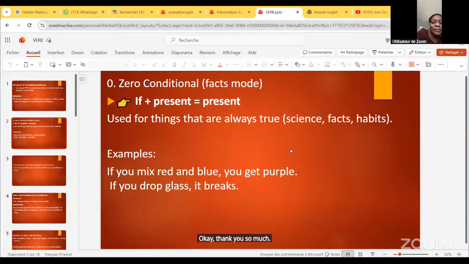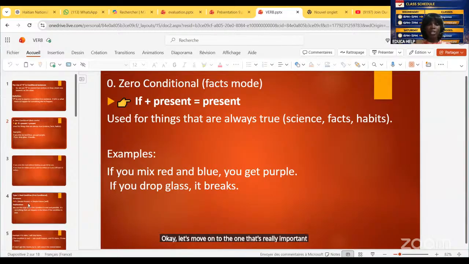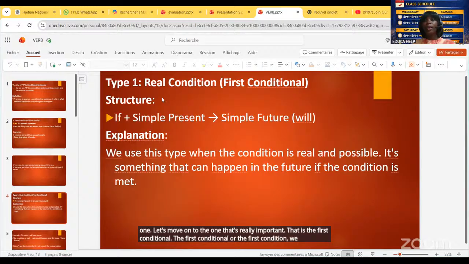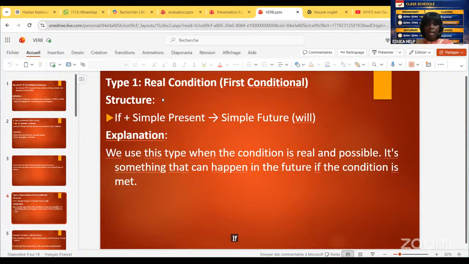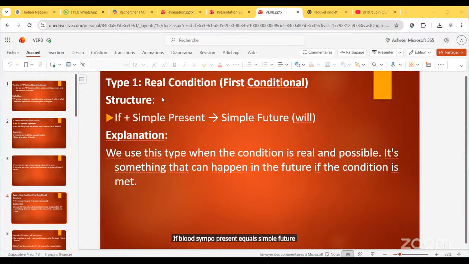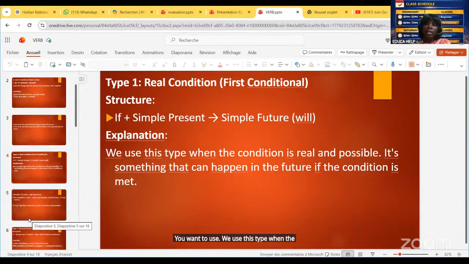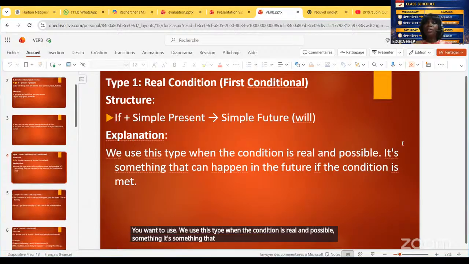Okay, let's move on to the one that's really important, guys. That is the first conditional. The first conditional, we build it like this: if plus simple present equals simple future. So that's going to be will plus the verb you want to use. We use this type when the condition is real and possible. It's something that can happen in the future if the condition is met.